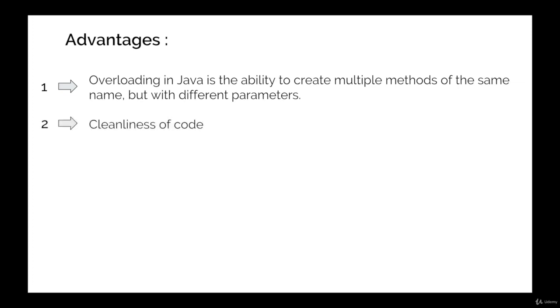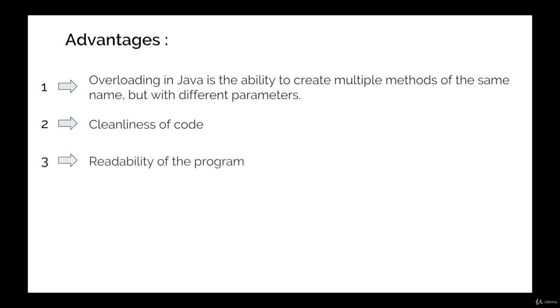The second advantage is that it helps you maintain the cleanliness of the code. Like we took a look at the example of finding the absolute value of a variable in C programming versus finding the absolute value of a variable in Java programming. We saw that we had to call different method names for doing the same function but with a different data type. So it indeed helps us maintain the cleanliness of the code.